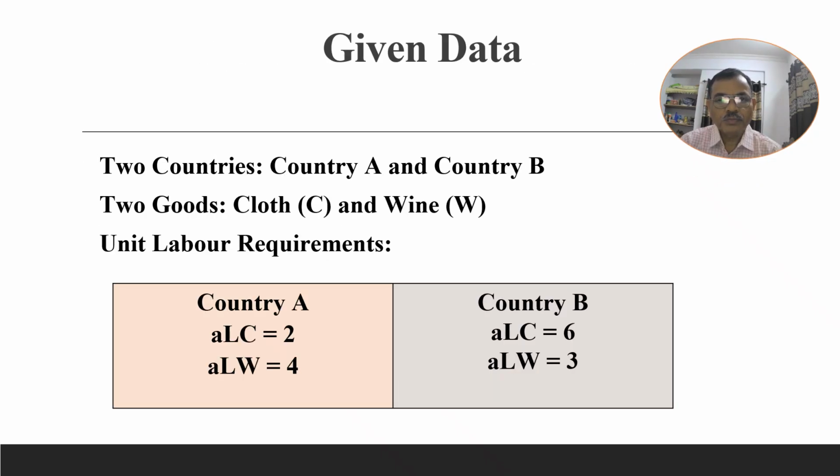Suppose we have two countries, country A and country B. Two goods, cloth and wine. The unit labor requirements are, for country A, ALC equal to 2 and ALW equal to 4. And for country B, ALC equal to 6 and ALW equal to 3.